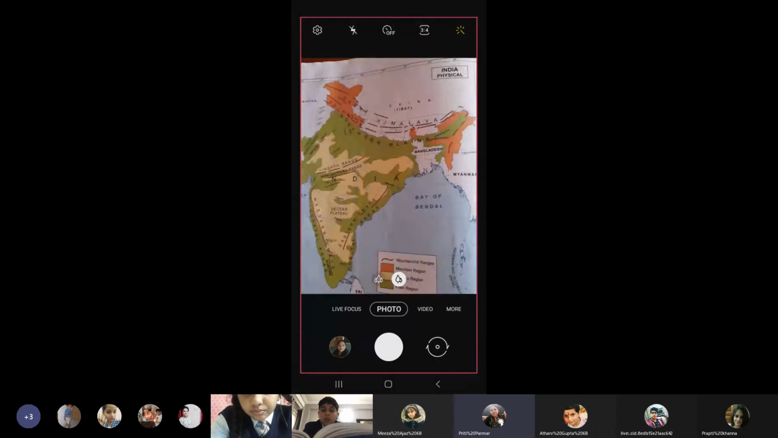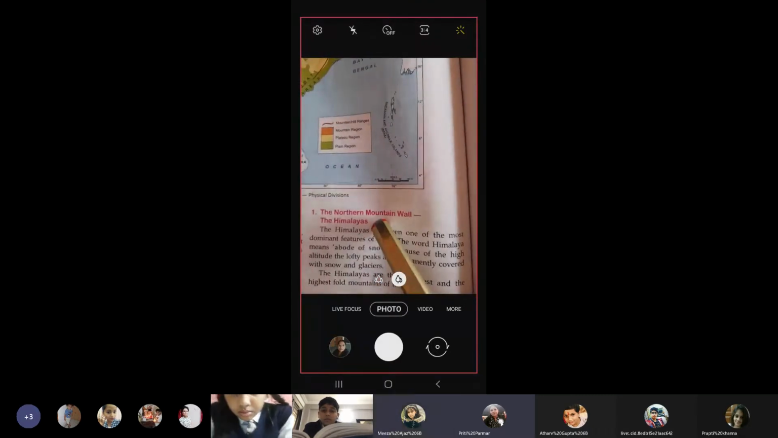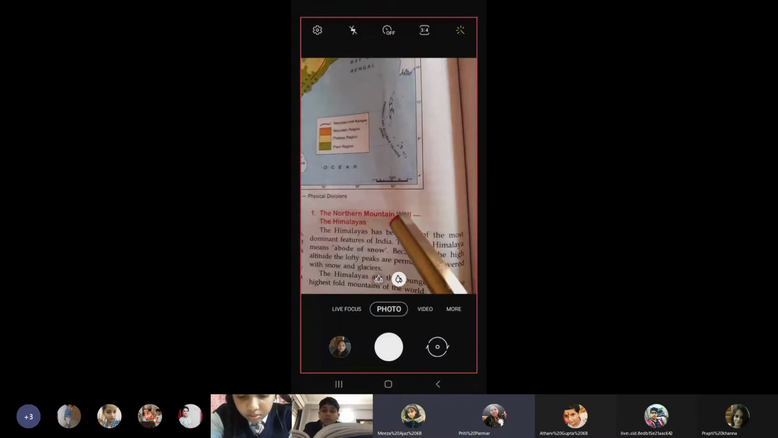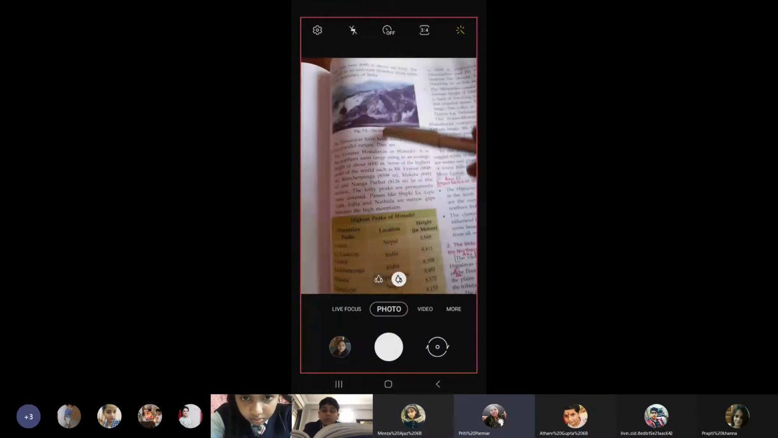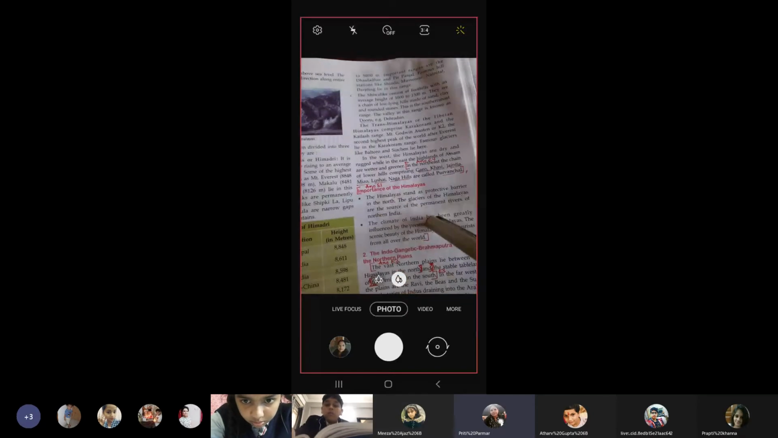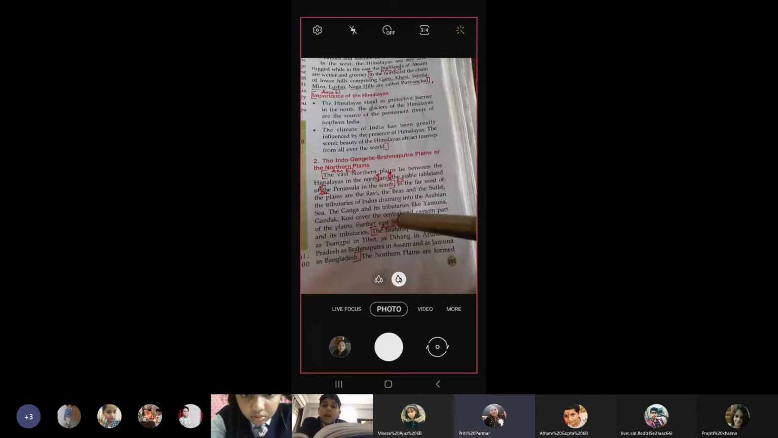So now see, we covered this heading in explanation 4, the northern mountain walls, the Himalayas. All this heading is covered in explanation 4. Okay. Now we come on to the new heading, the Indo-Gangetic Brahmaputra Plains.